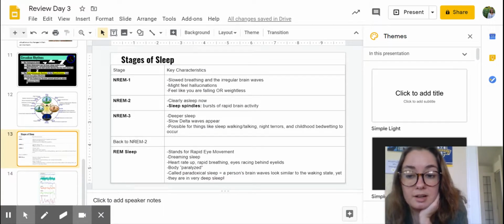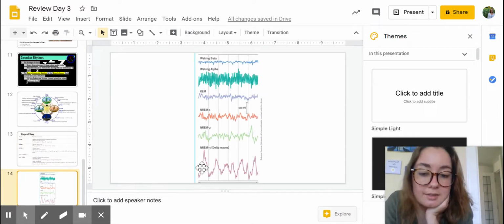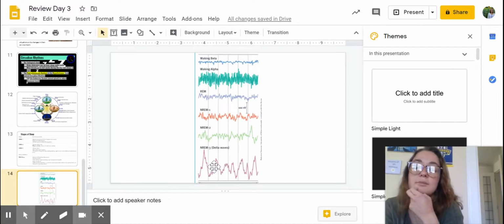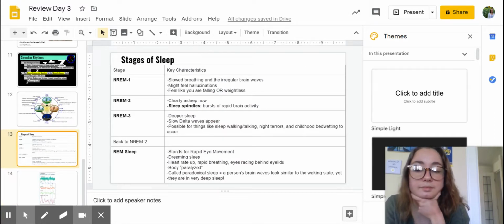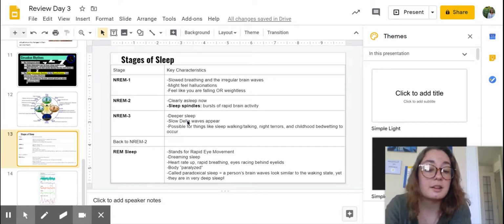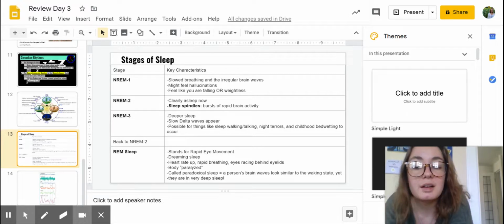Then non-REM 3, this is your deeper sleep, and this is when slow delta waves occur, right? So you think deep sleep, delta, deep delta. These are slow deep waves for your deep sleep. During this stage is when a lot of things like sleepwalking, talking, night terrors, childhood bedwetting, all these types of things occur. It's really because you're in that deeper sleep right now. Then, because it's a cycle, you might drift back to something like non-REM 2.